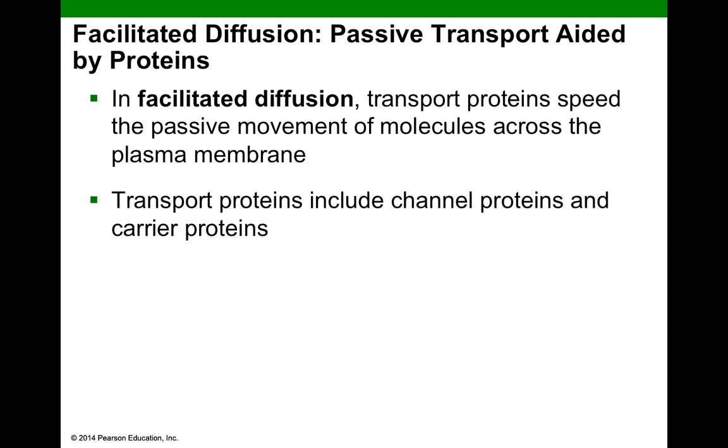We've discussed diffusion and osmosis. The last example of passive transport is called facilitated diffusion. This type of transport is for those molecules, the polar and charged molecules, that need the assistance of transport proteins. Let's go through the two types of transport proteins.